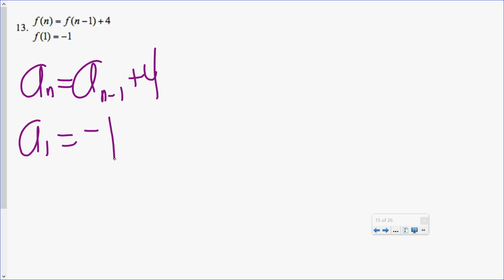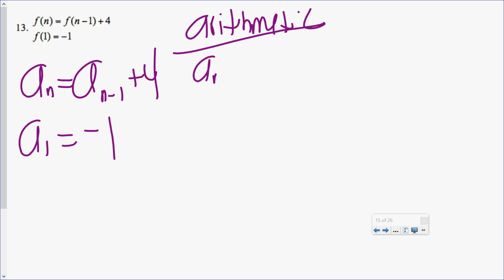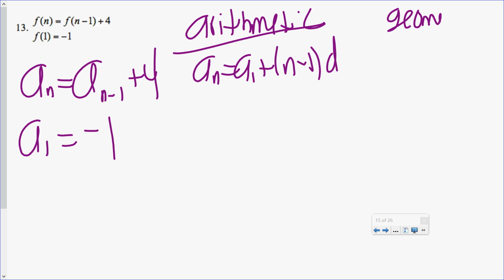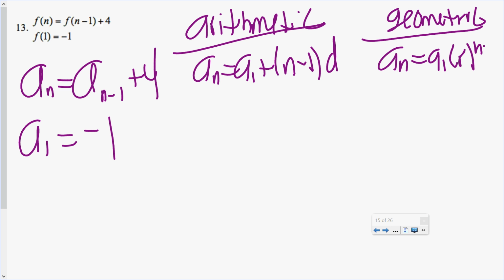So to write the equation of a sequence, I need a_1 and either r or d. You know what? I want you to try this one on your own. Just as a hint, you're going to have to determine if it's arithmetic or geometric, and then write the appropriate explicit formula. If it's arithmetic, you're going to use a_n = a_1 + (n - 1)d. If it's geometric, you're going to use a_n = a_1 r^(n-1). So why don't you pause it, try number 13 on your own, and then unpause it.